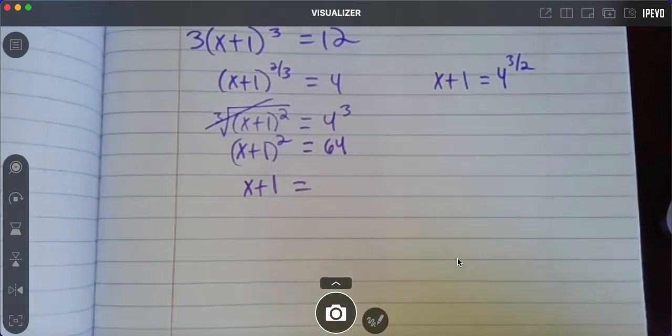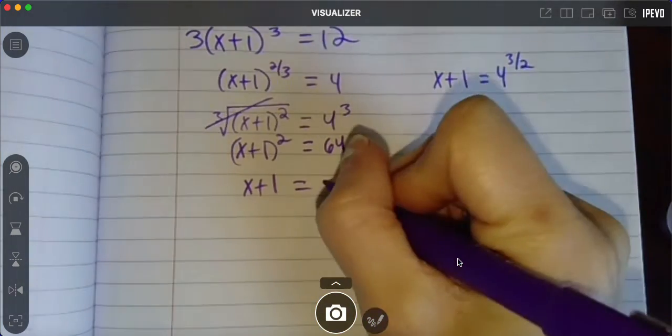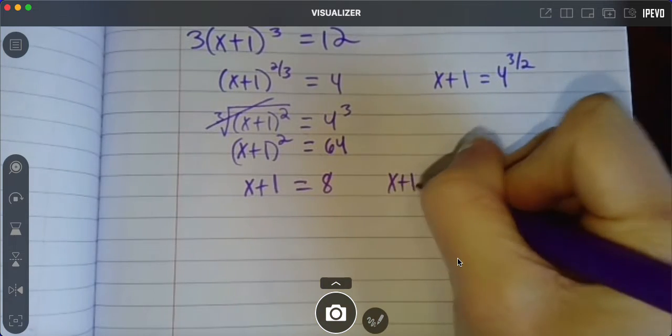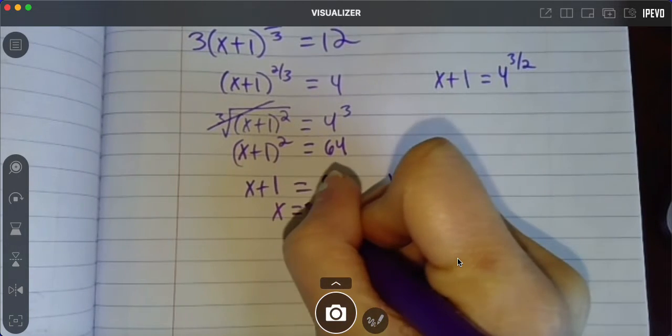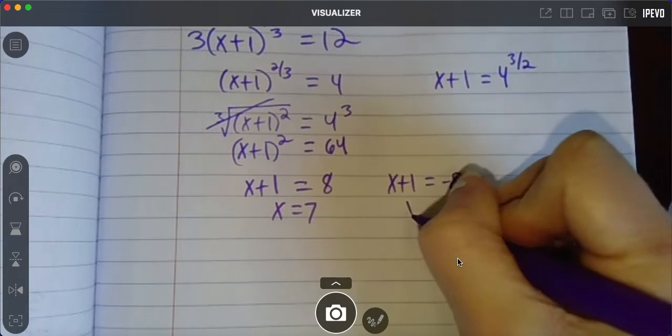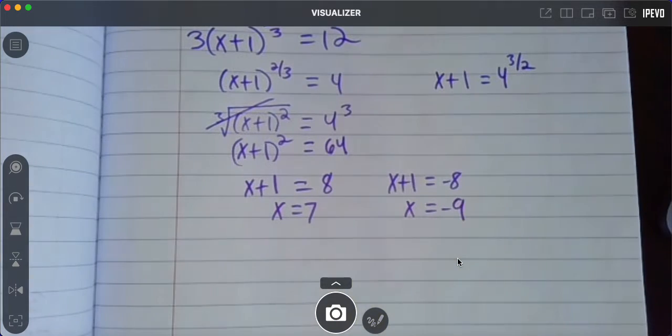The square root of 64 has 2 answers: positive 8 and negative 8. Had I factored that, y'all, had I gone the factoring way, how many answers would I have gotten? 2 answers, a positive and a negative. So then what do I do to solve? Just subtract 1. So I get 7. And over here I get negative 9. Okay? Is everybody good with that?